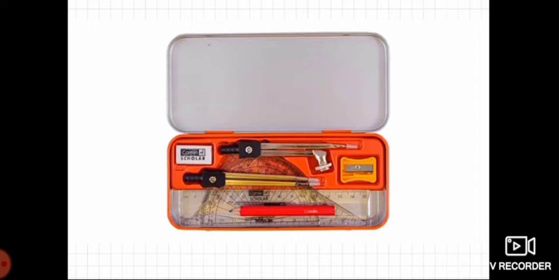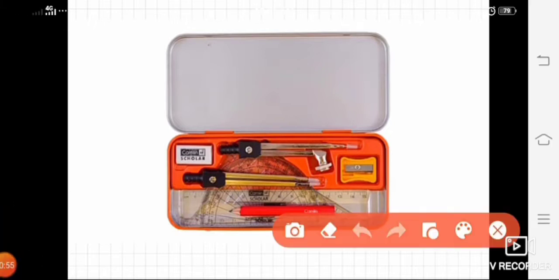So, first, on the screen, you all are able to see a compass box. Many of you have this compass box, yes or no? If you don't have it, it's okay. I'm going to show each and every instrument on the screen. Because of the lockdown days you are unable to buy it, you can't go out. It's not a big issue. I will show each one of them for you. So I have shown first the compass box on the screen. In this compass box you are able to see different kinds of instruments.